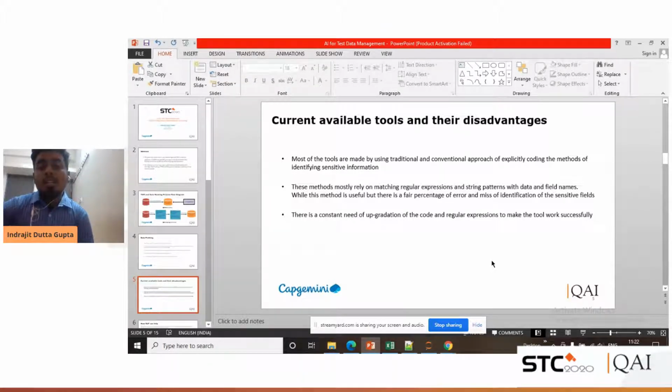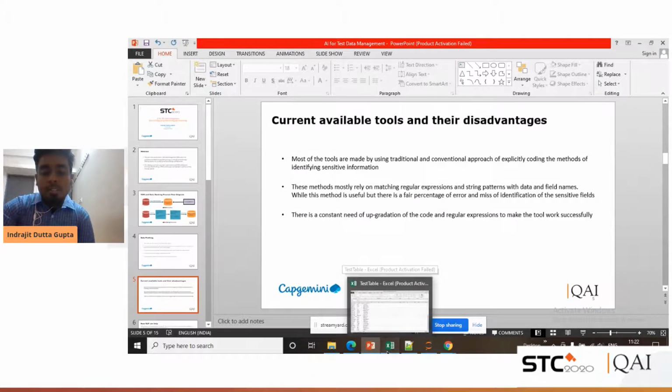So what the currently available tools do is they scan the data in the table, and while scanning the data, they use a traditional approach of matching a string pattern or regular expression to find out the underlying columns which can have sensitive information. Let me just show you with an example. It would be better for you to understand.